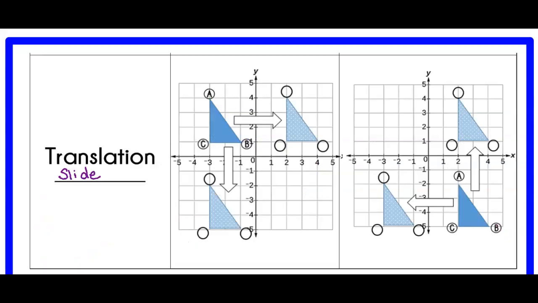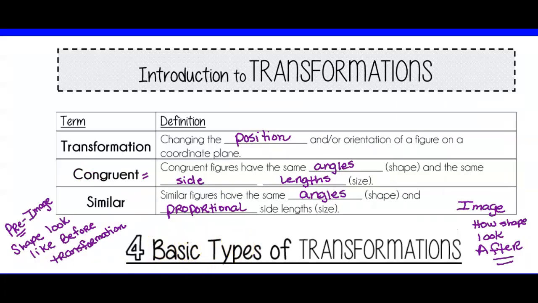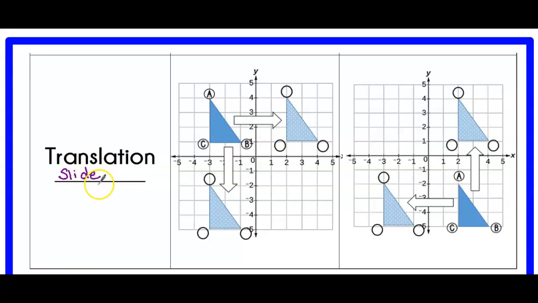And let's look at translations. This is the first type because there are four different types of transformations. A translation is a slide, okay? So slide means that it doesn't turn. It's not doing any mirror images or anything. It's just sliding over. And you can see that's a slide down and a slide over across the Y.